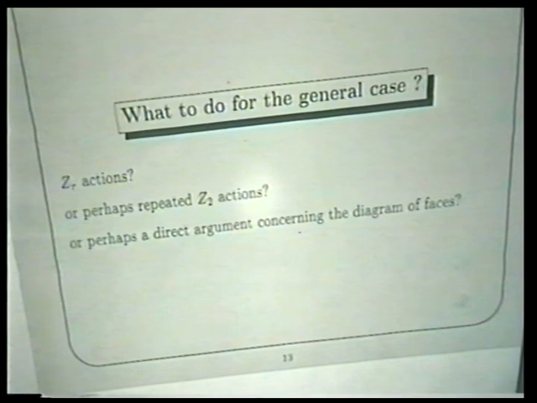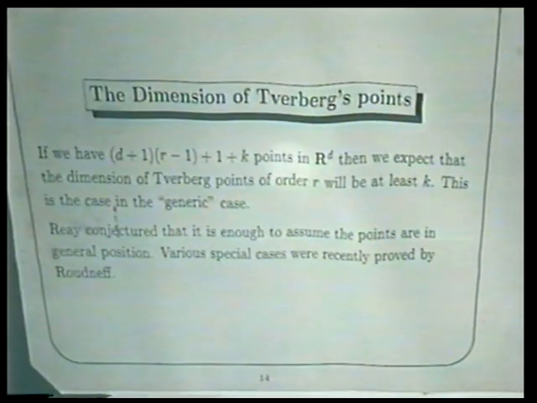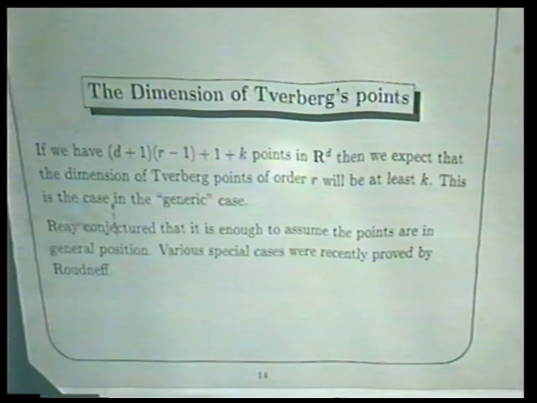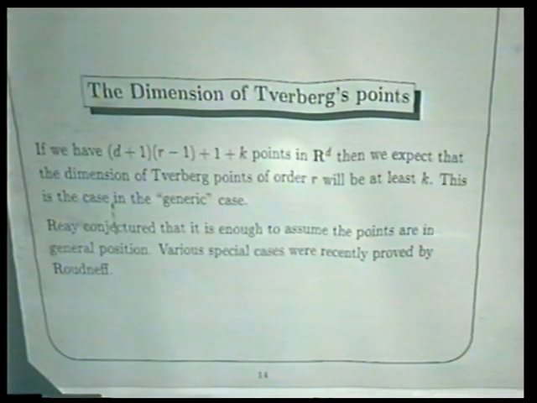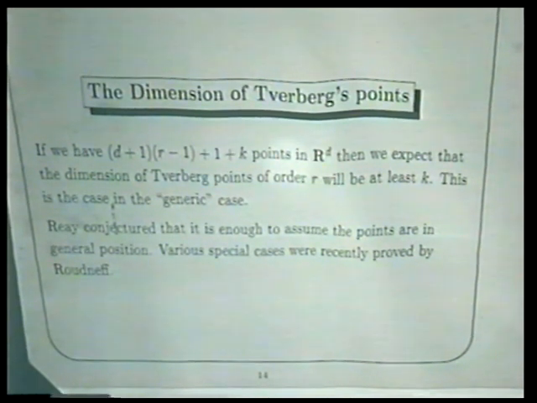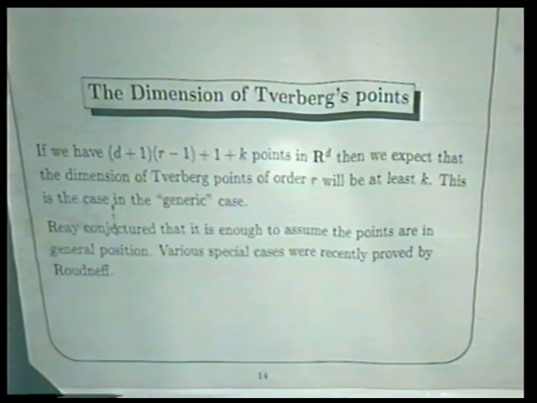Okay, now let me move to another topic, related of course, and the question is, what is the dimension of the Tverberg points? So you look at all the points that belong to the convex hull of r pairwise disjoint subsets of your point configuration, and you ask what is the dimension. Tverberg's theorem says that if you have a certain amount of points, the dimension is at least 0, so it's not empty. It is reasonable to assume that if you have 1 more point, then the dimension should be 1. If you have 2 more points, the dimension should be 2, and so on.